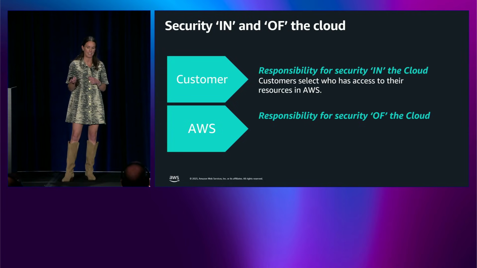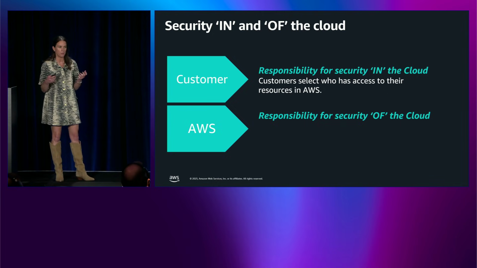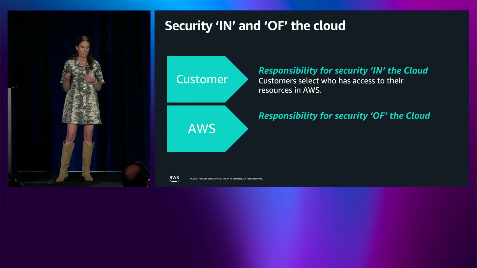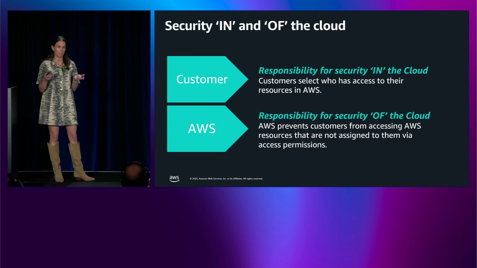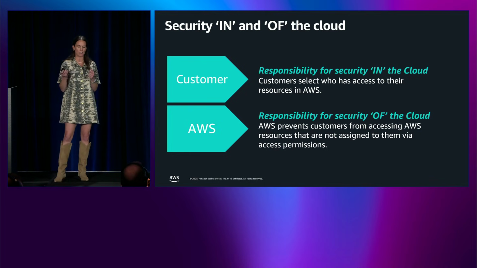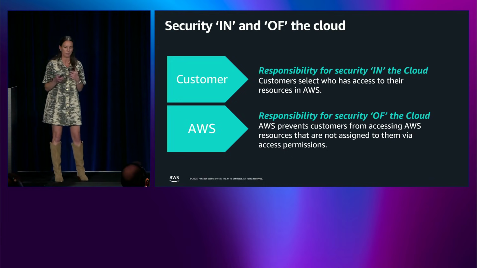So in the context of identity and what I'm going to talk about today, customers are responsible for selecting who has access to their resources. And AWS is responsible for only authorizing access that has been specified by you. So in our SOC report, as I mentioned, there's a control 3.5, and it specifically says what I have up here, that AWS prevents customers from accessing AWS resources that are not assigned to them. And it talks to you through how the testing procedures were performed and whatnot.